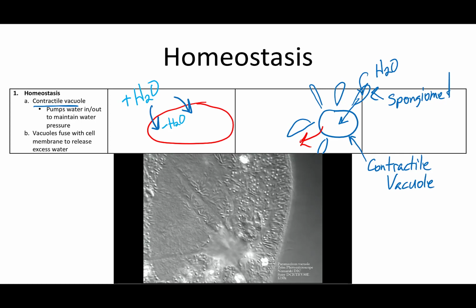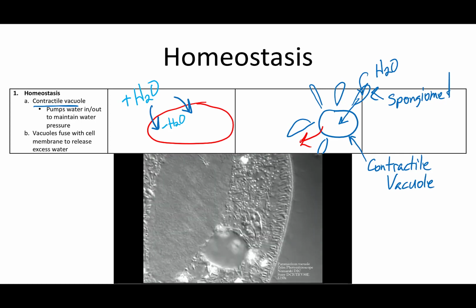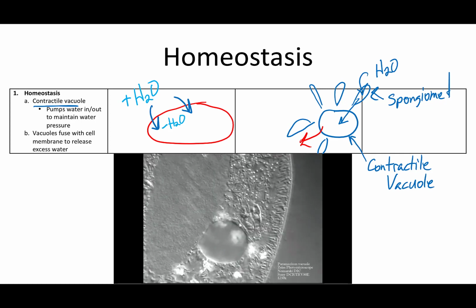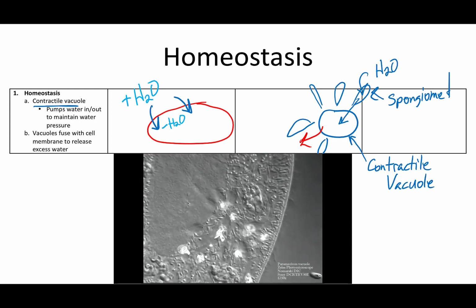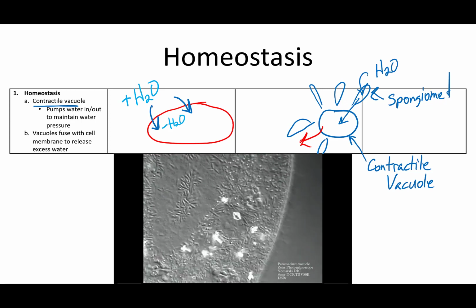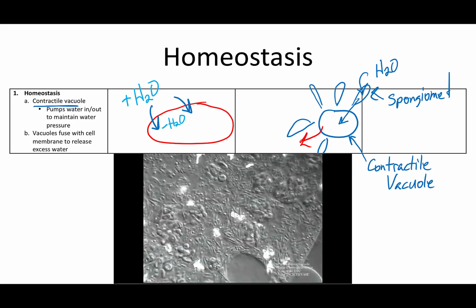Otherwise, without a cell wall, the whole thing could burst. Plants don't need it. They've got a harder cell wall that keeps the shape of the cell, and they actually want that water pressure, that osmotic pressure.